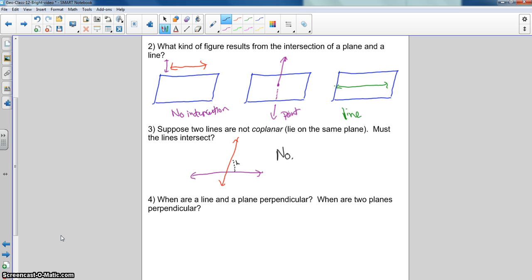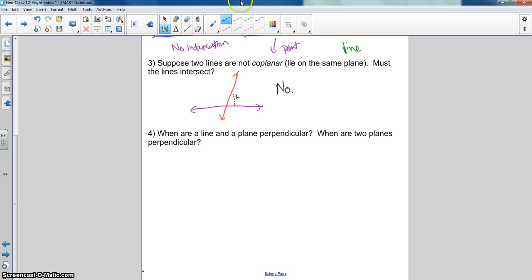And then, when are a line and a plane perpendicular? I also want to consider the case when two planes are perpendicular. So I want to start with my basic plane, and I want to know when a line and a plane are perpendicular. So here's the point of intersection, the line goes through. And now we talk about a line on the plane. So this would be a line on the plane.